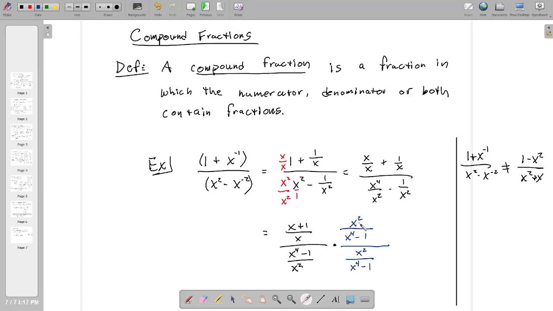x squared over x to the 4th minus 1 divided by x squared over x to the 4th minus 1. Notice that the numerator of this fraction is the same as the denominator, so really I'm just multiplying this entire fraction by 1. It's just a clever representation of 1. And then we multiply straight across, and when we multiply straight across in the bottom, we get full cancellation, which would mean we would end up with 1 divided by 1. So our entire denominator becomes 1.